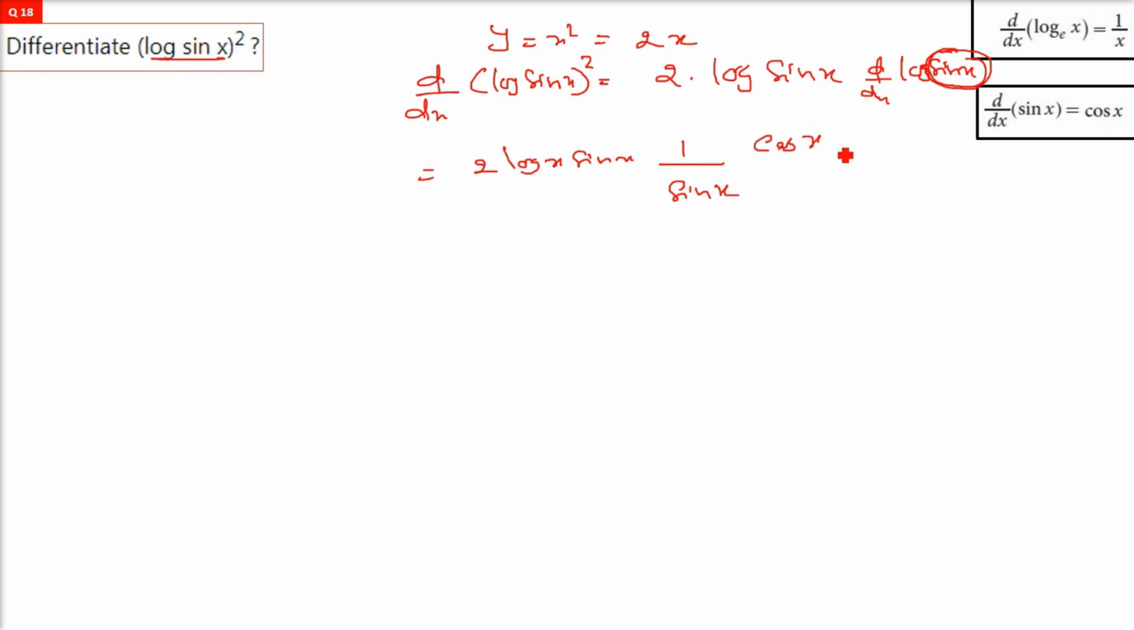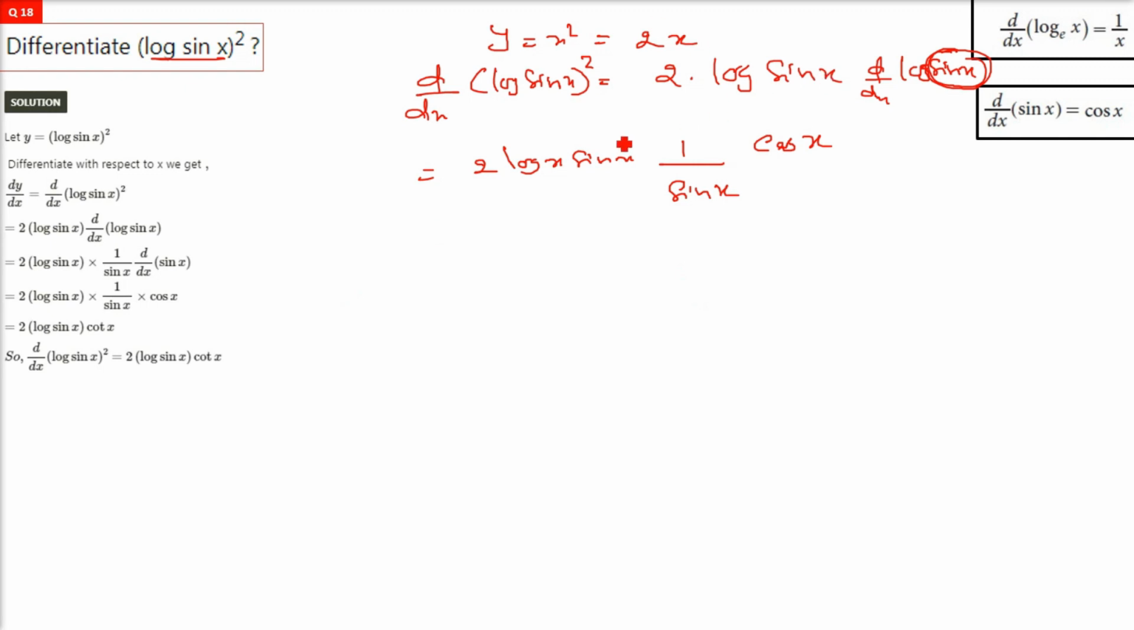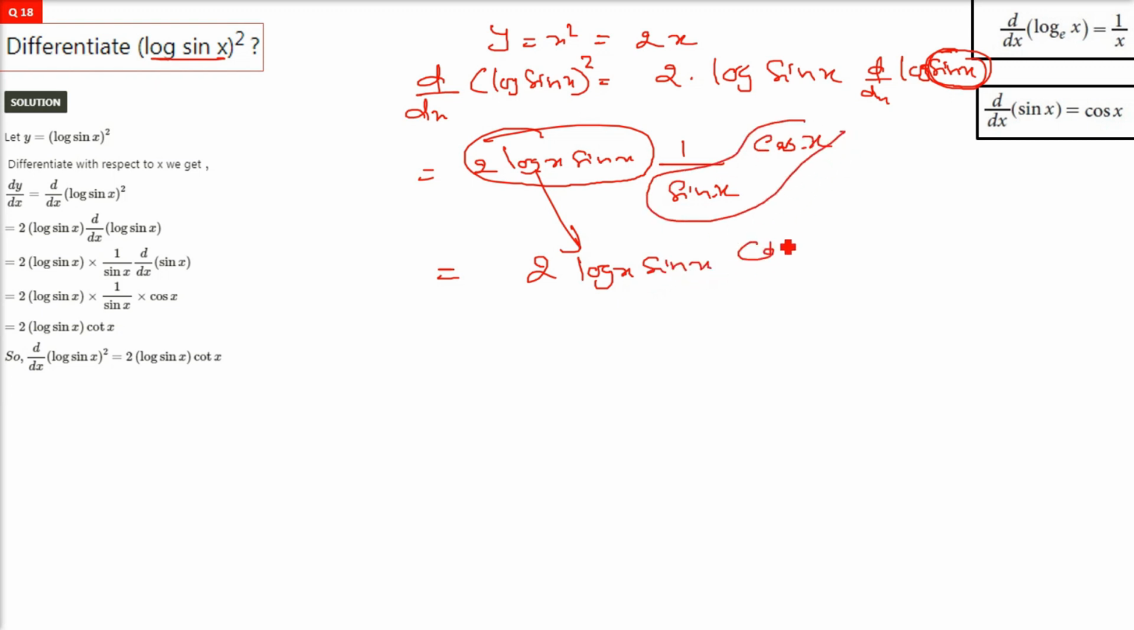Sin x is cos x. So cos x by sin x is cot x. So the final answer will be 2 log x sin x cot x. Cos x by sin x, we are writing it as cot x. 2 log x sin x. So log sin x is one term, cot x is another term. This is your final differentiation.